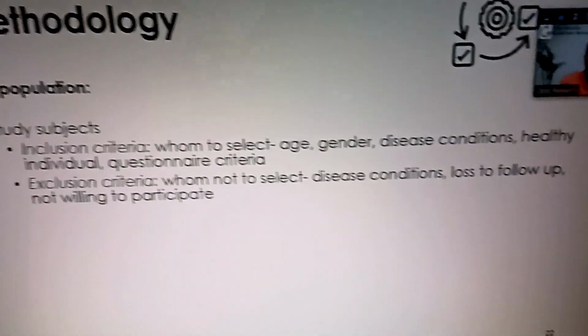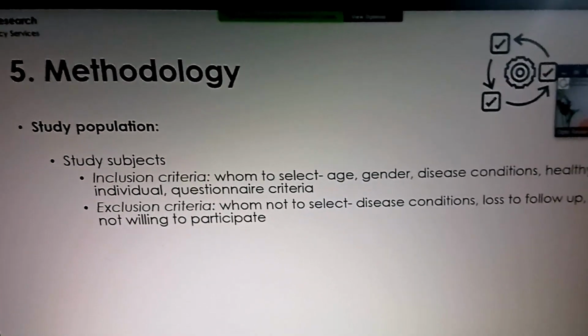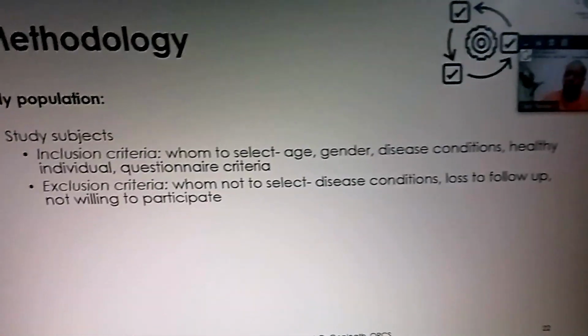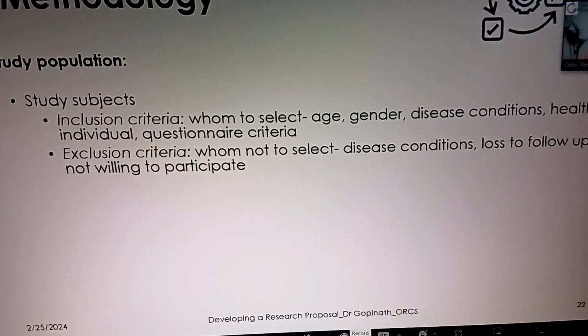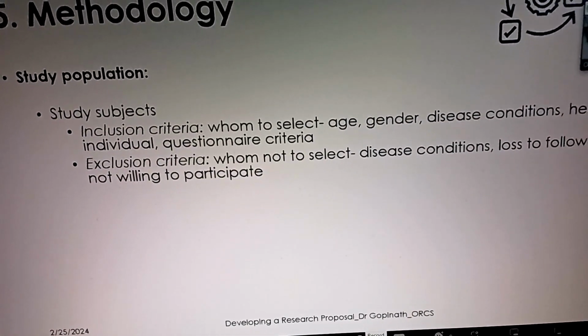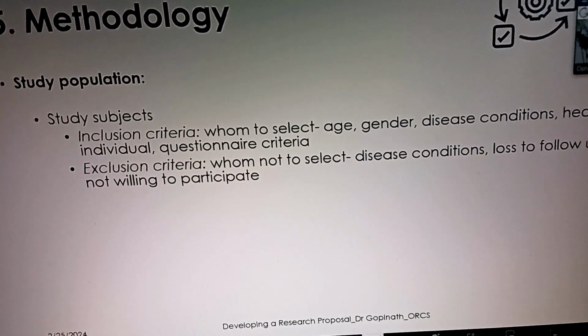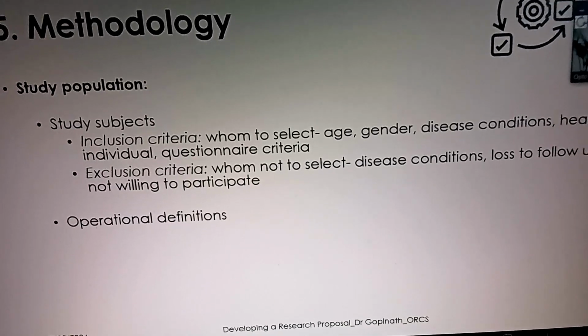So all that information should be mentioned in the inclusion criteria. When it comes to exclusion, again, whom you do not want to take as the disease condition should also be mentioned. You will exclude those who have lost their follow-up, as well as those who are not willing to participate. So this has to be very clearly mentioned in the study population, and it's better to give the operational definition.